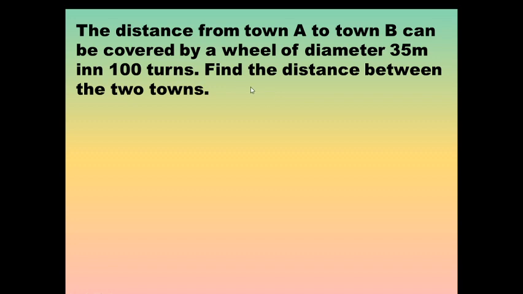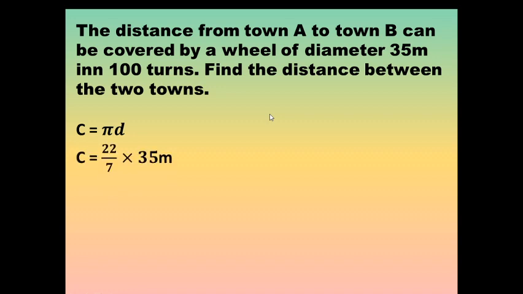So this one is saying the distance from town A to B can be covered by a wheel of diameter 35 meters in 100 turns, or in 100 revolutions. Find the distance between the two towns. This one is asking for the distance. So the first thing to do is to know the circumference of the wheel, because they have given you the diameter. It is not new. In example 2, we talked about it. So we shall have our circumference as pi d.